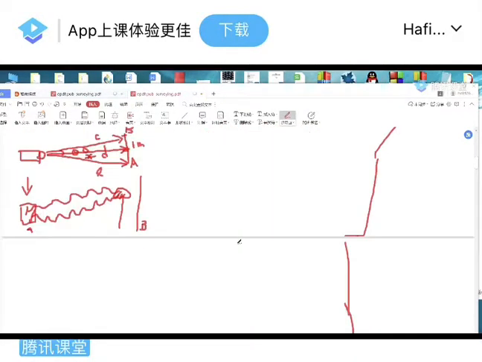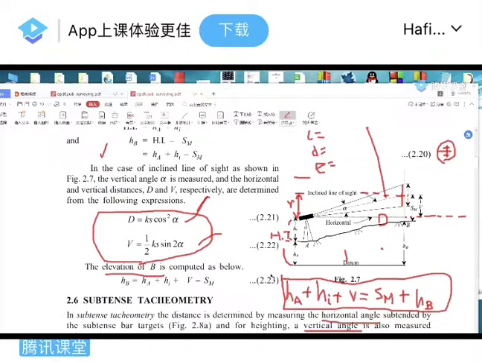Question 1. Question 2. Suppose now you bring the subtense bar and also you bring the leveling staff together with your tachymeter. You do the measurement, you get some alpha, beta, gamma. Don't use alpha, beta, gamma. Put some real ones, like alpha is 11.2 degrees or beta is some degree. Put a real one. Don't just write down alpha, beta, gamma.